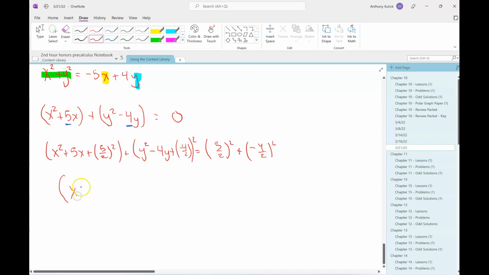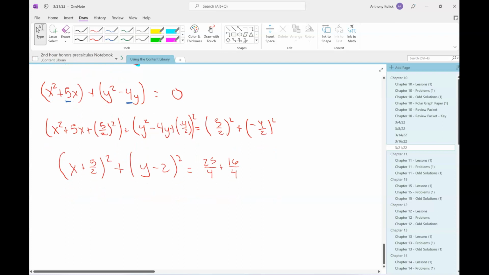This guy factors to just be x plus 5 over 2 squared. The y guys factor to just be y minus 2 squared. I reduced negative 4 over 2. And then here I'm going to have 25 over 4 plus 16 over 4. So that's going to give me 41 over 4.